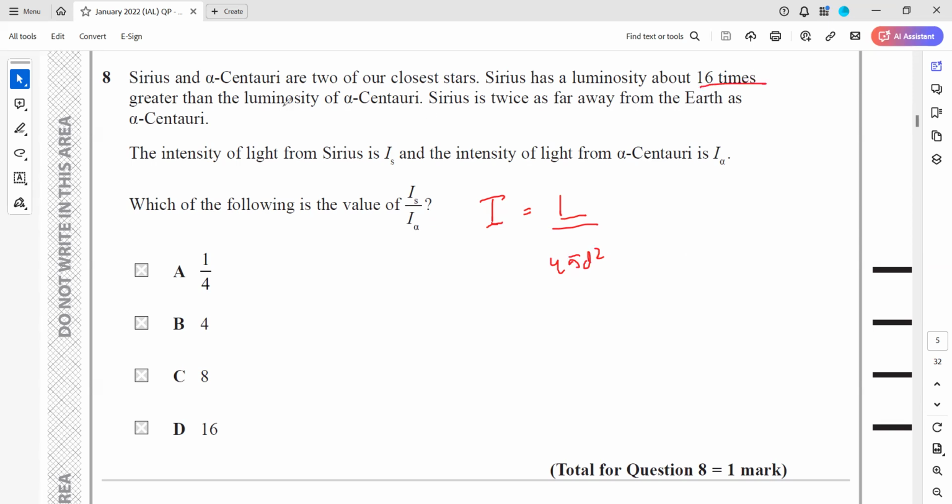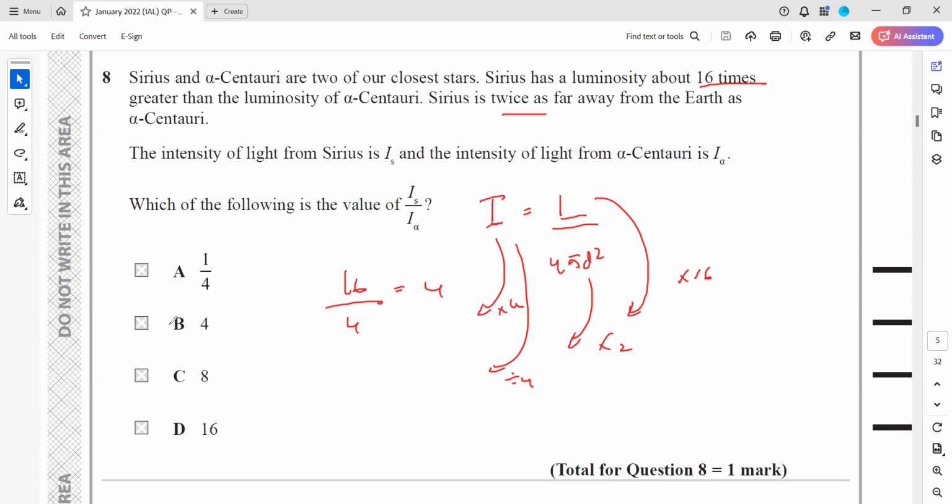So it has 16 times the luminosity. If the luminosity increased by 16, this will also increase by a factor of 16. And the distance is twice as far. If the distance is doubled, what happens? This will decrease by 4. So increase by 16 and decrease by 4. So 16 divided by 4, what do we get? We get 4. So it matches option B.